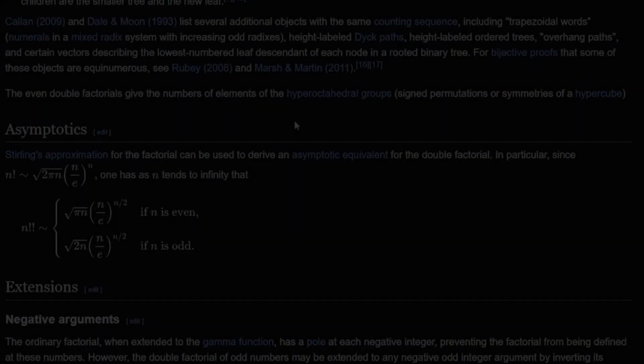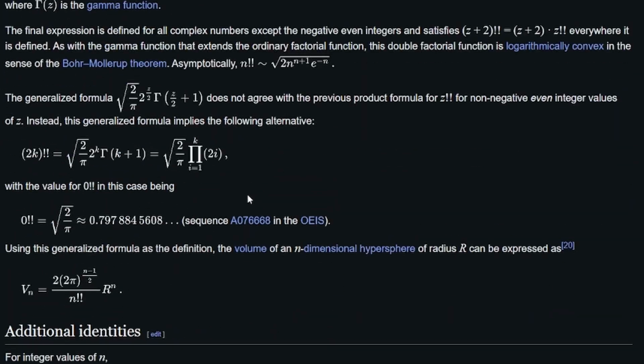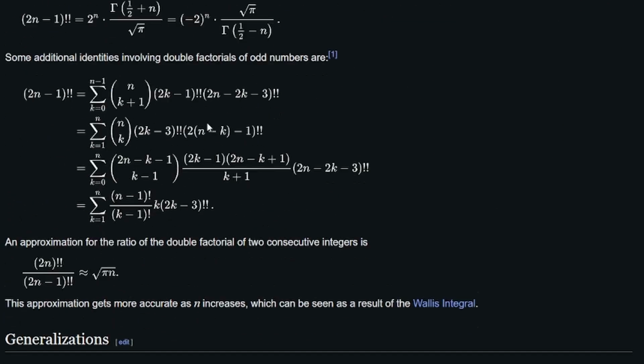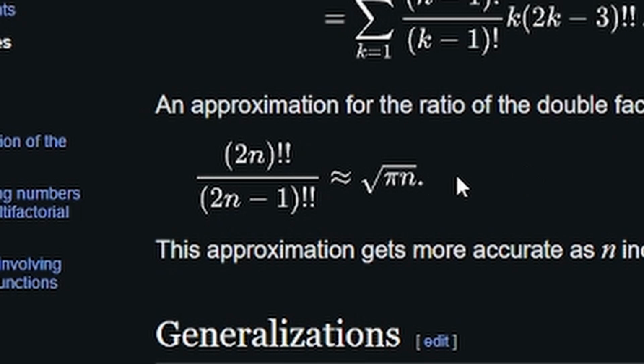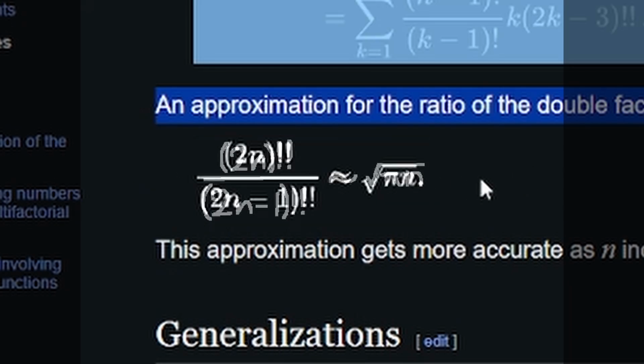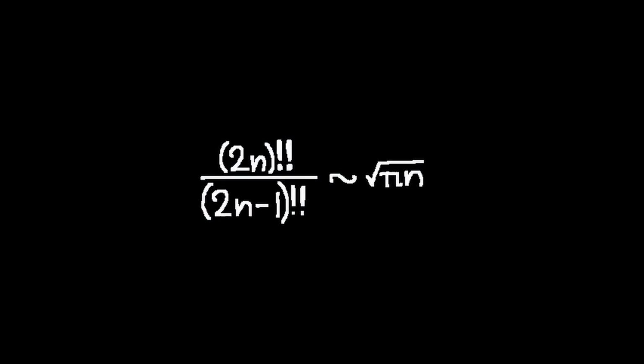A few days ago, I was scrolling through the Wikipedia article for double factorials, as one usually does, and while looking at the Additional Identities tab, I came across something that caught my eye. The double factorial of 2n over the double factorial of 2n minus 1 approaches the square root of pi times n.